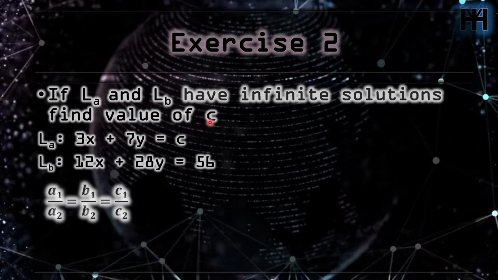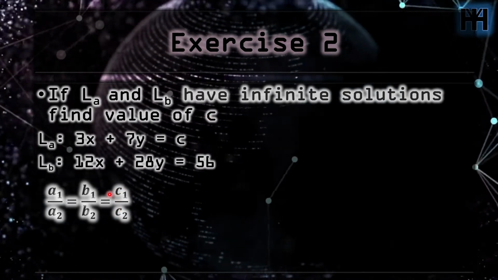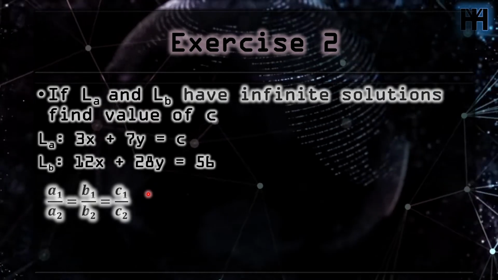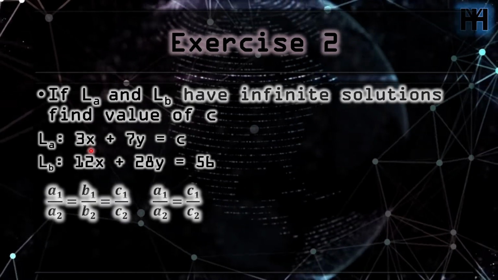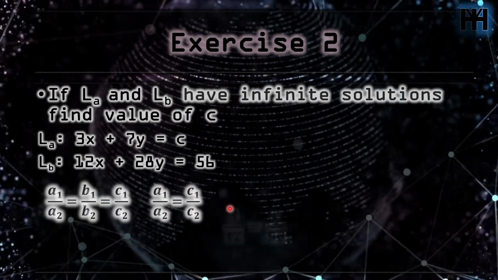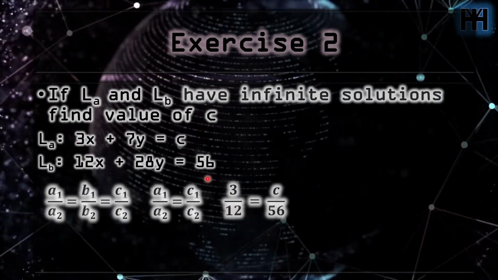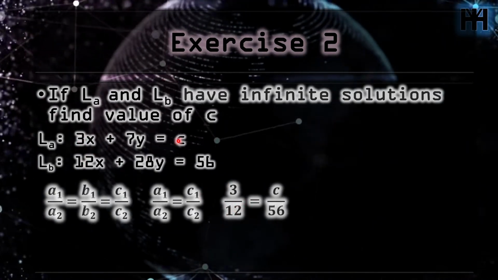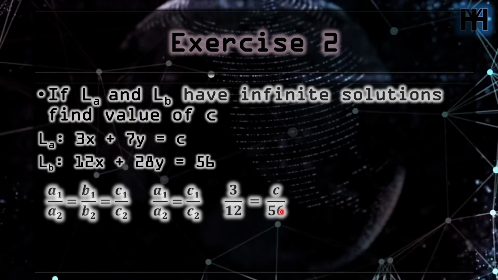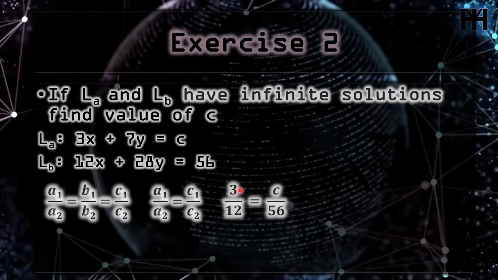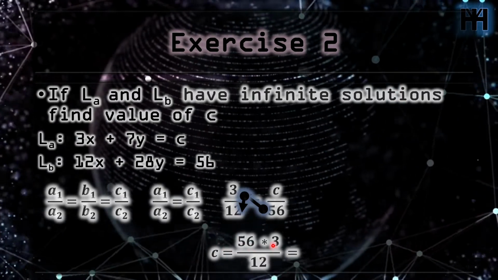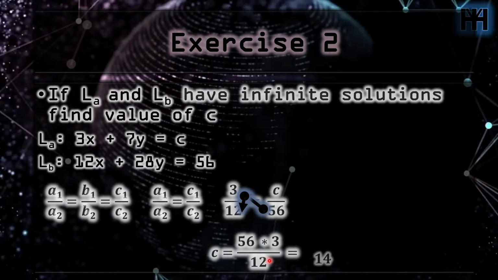Okay, so we want to know the value of C, which is C1, so we only need A1 over A2 equals C1 over C2, or B1 over B2 equals C1 over C2. I think we'll go with A because it has simpler numbers. So A1 over A2 equals C1 over C2. A1 is 3 and A2 is 12, so 3 over 12 equals C1, which is C, over C2, which is 56. So it's 3 over 12 equals C over 56. So simply 56 times 3 divided by 12. So C will be equal to 14.